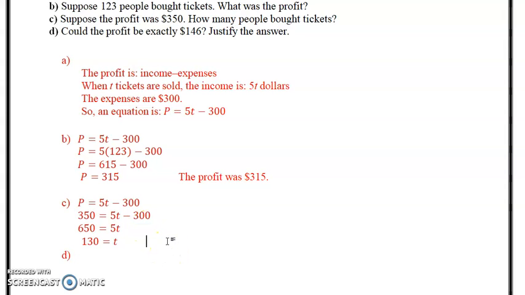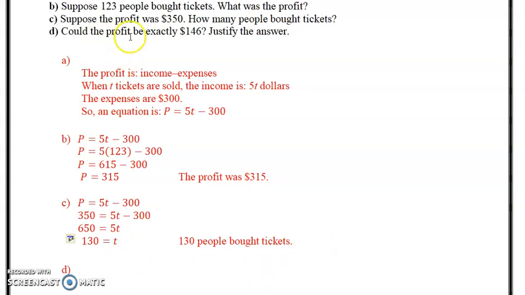Okay, so what does that mean? That means that 130 tickets were sold. Right, how many people bought tickets? I guess I should answer. Sorry, 130 people bought tickets. See, sometimes I forget to read the question too, but if you look up top, it says how many people bought the tickets? 130 people bought the tickets. So it's very simple. Again, I missed that. I do apologize.